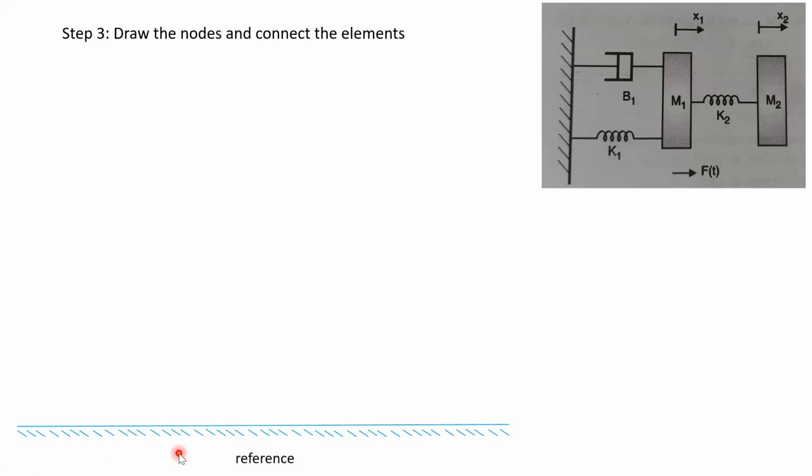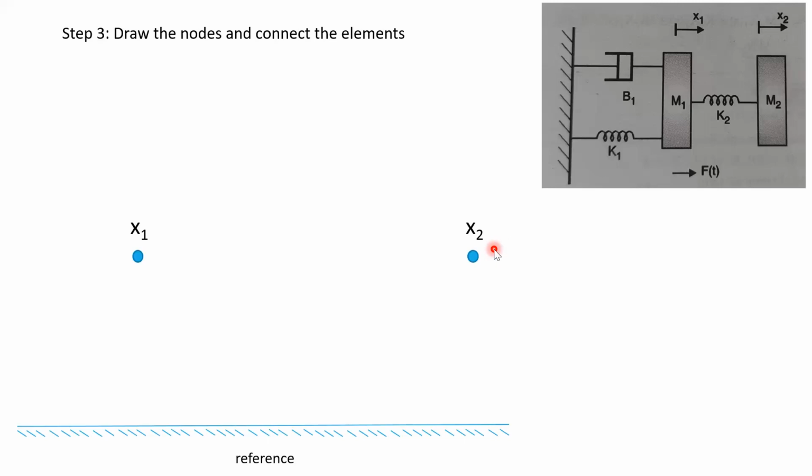Then we will draw the x1 node and x2 node. So these are the two nodes here. There is x1 displacement, so this one is x1 displacement, and there is x2 displacement, so this is the respective x2 node for the x2 displacement.